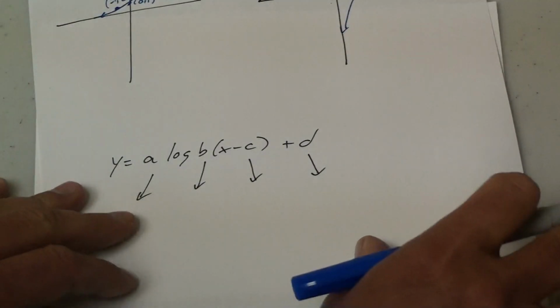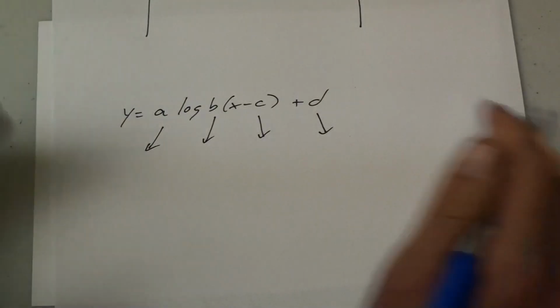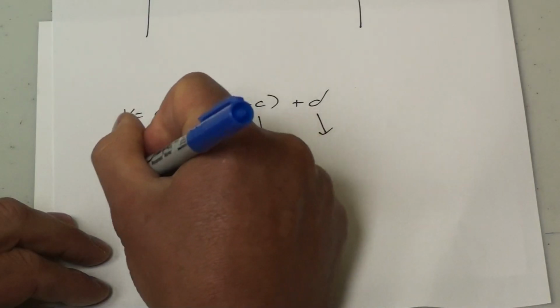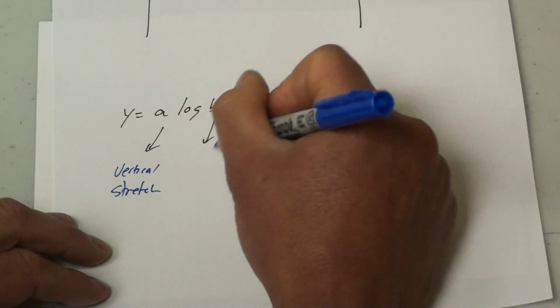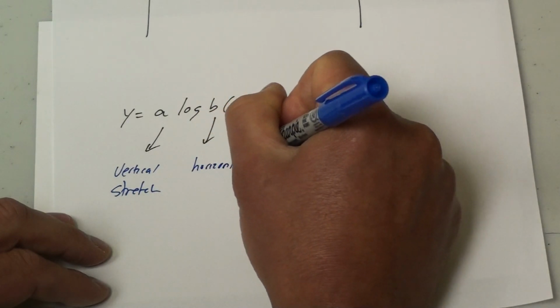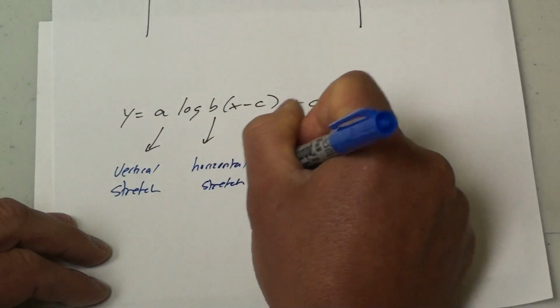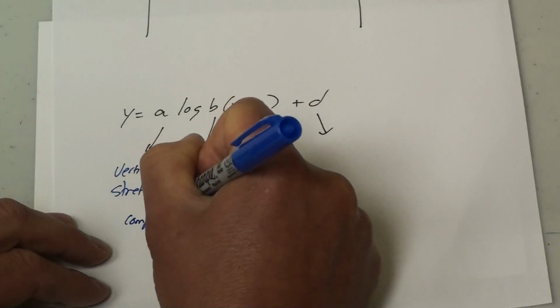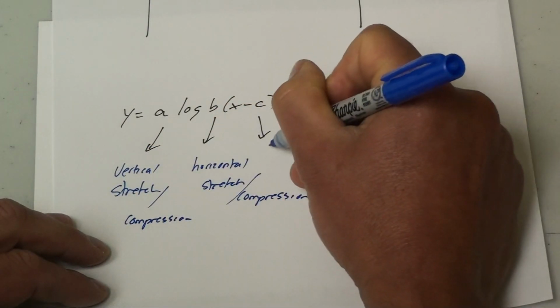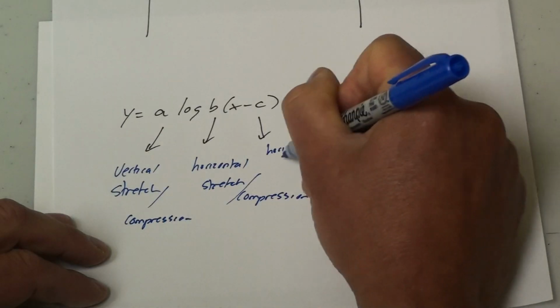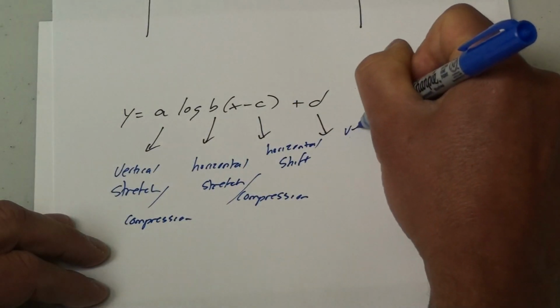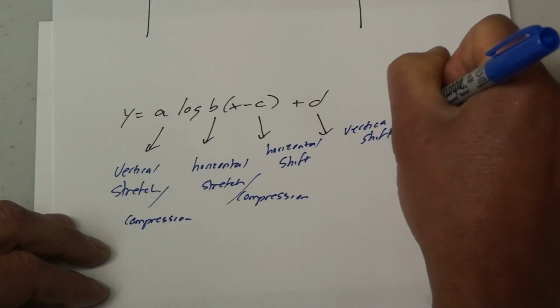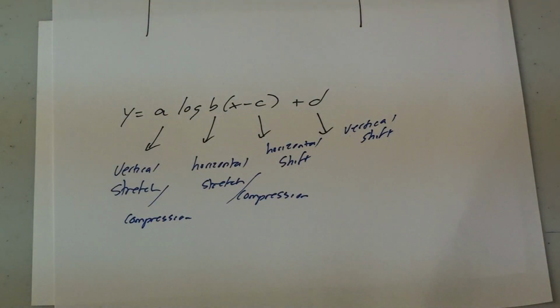Now, logarithmic graphs can have all the transformations just like any normal graph. You have your vertical stretch, the a value, b value would be a horizontal, and it can be a stretch or compression. Same as this would be your compressions. And then you have your horizontal shift or translation and your vertical shift or translation. Okay, so just exact same as all other functions. But once you have the original function down, you can do all your shifts afterwards.